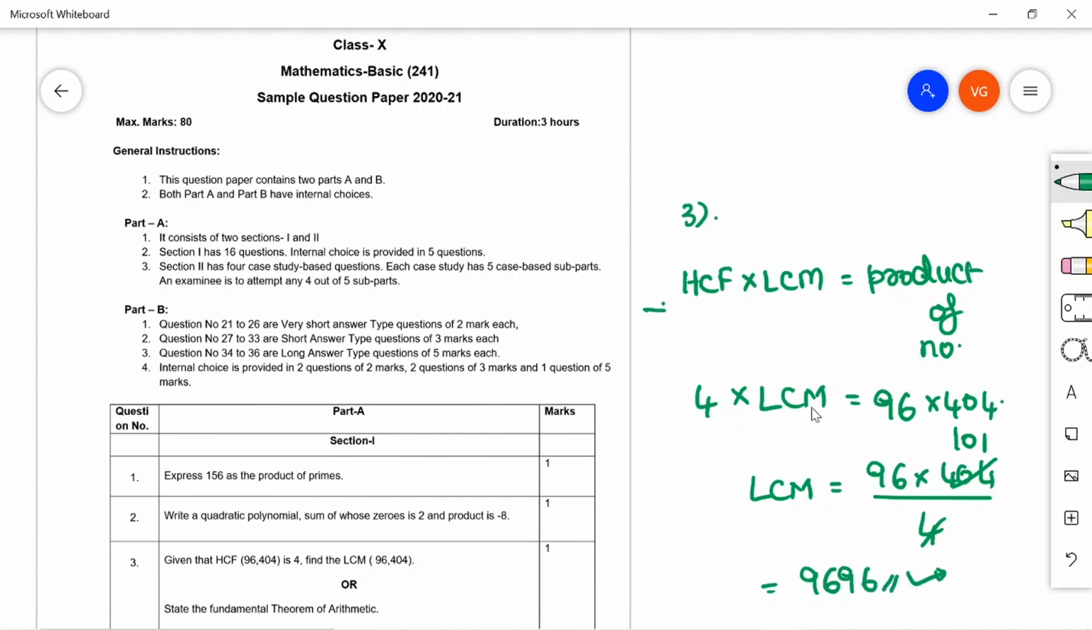So for writing the formula, you will get half mark, and for substituting and getting the final answer, you will get another half mark here. So next, the other question in the internal choice is, state the fundamental theorem of arithmetic. This is a simple theory question. The statement is: every composite number can be factorized as a product of prime numbers, and this factorization is unique apart from the order in which the factors occur. So this theory part you can write. You will get 1 mark for that.